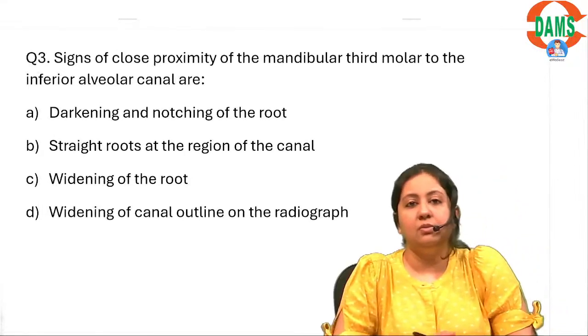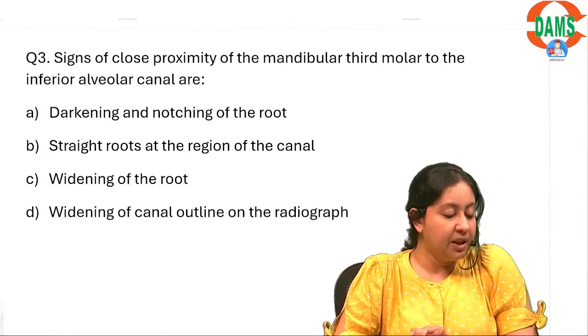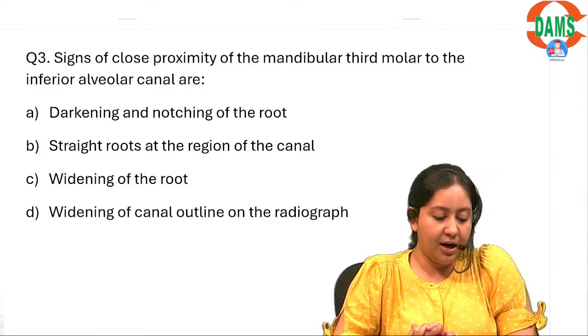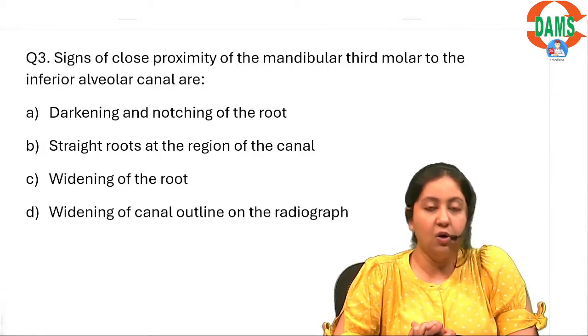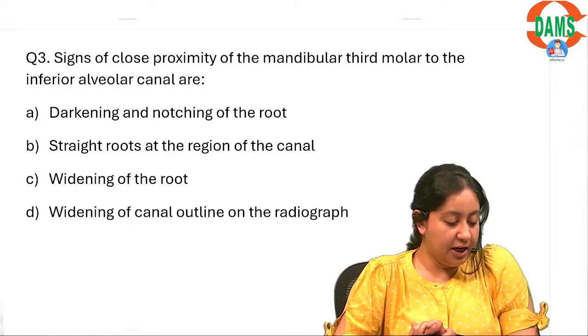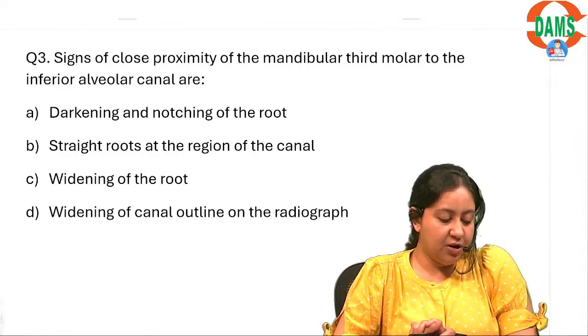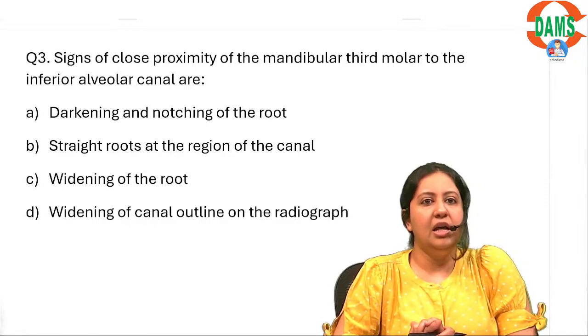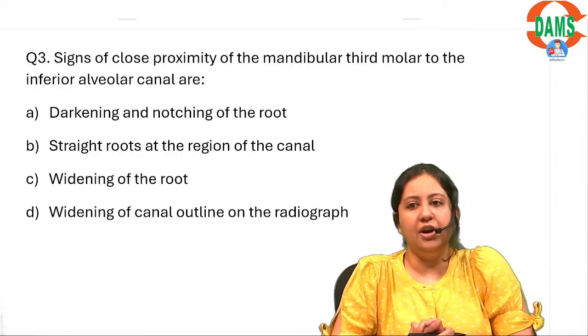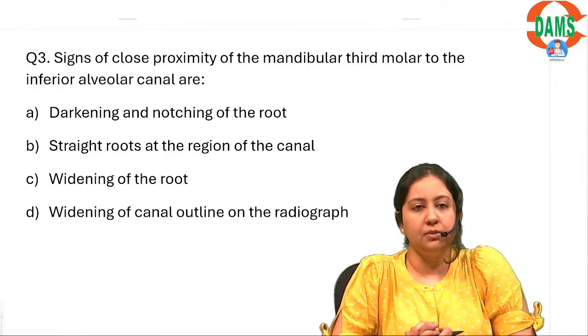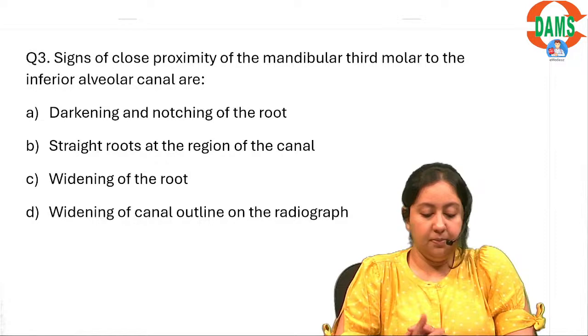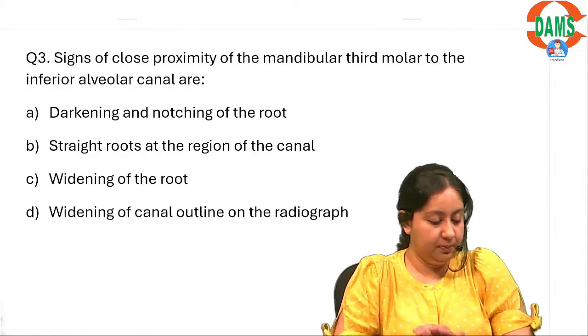Now, the next question. Signs of close proximity of the mandibular third molar to the inferior alveolar canal are: option A, darkening and notching of the root; option B, straight roots at the region of the canal; C, widening of the root; D, widening of canal outline on the radiograph. Okay, so answer to this question, please.